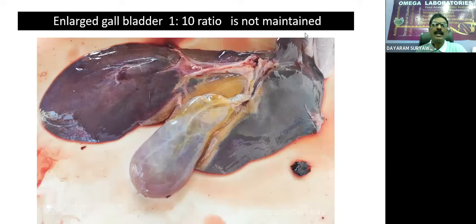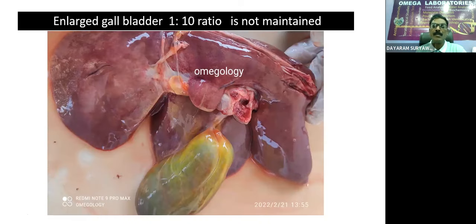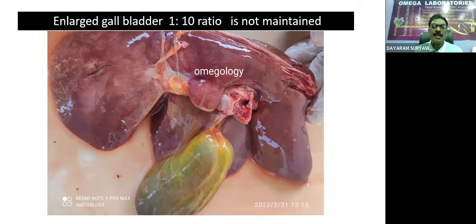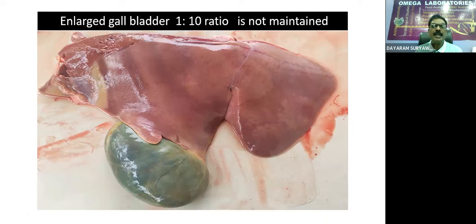In an enlarged gallbladder, the ratio is not maintained. If you see over here, this is the size of the liver and this is the size of the gallbladder, so an extensively enlarged gallbladder can be seen. Here the same mechanism applies: retention of bile leads to enlargement of the gallbladder. Then here is another case of the same type, but you can see the color of the bile is different. The content of the gallbladder is a little more greenish.